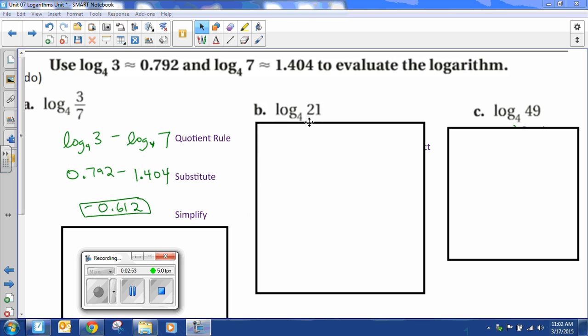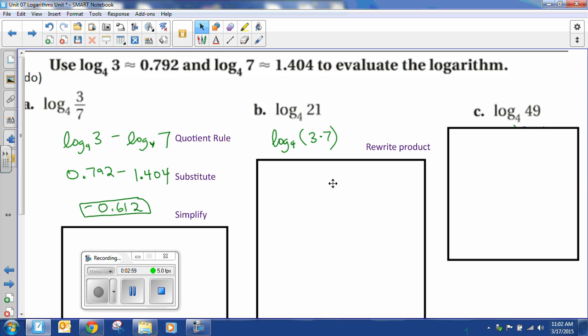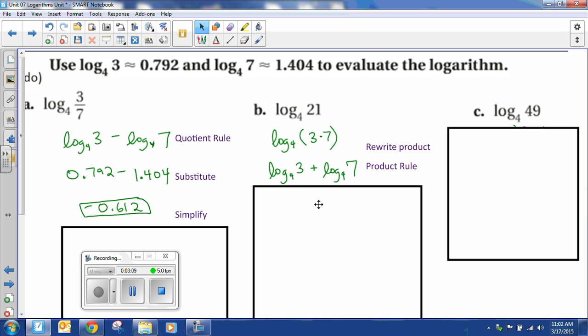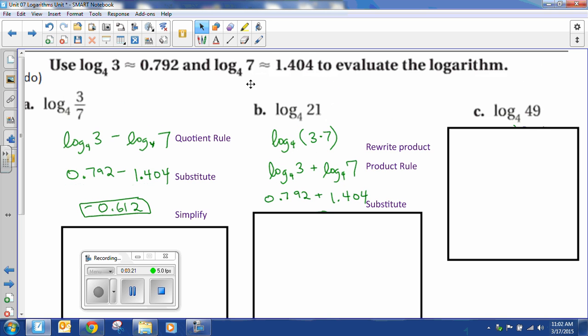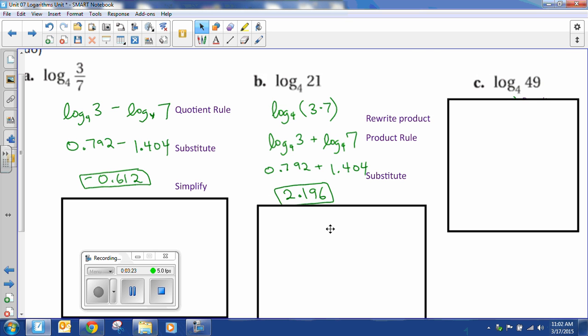B, log base 4 of 21. So how can we use 3 and 7 to help us rewrite 21? Well, we know that 3 times 7 is 21. So we're going to use log base 4 of 3 times 7. And this falls into the product rule category, because we're going to rewrite this product as the sum of the log of both of the factors. And fortunately, we know what each of these values are. We substitute, and we simplify.